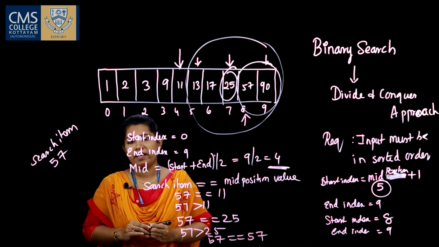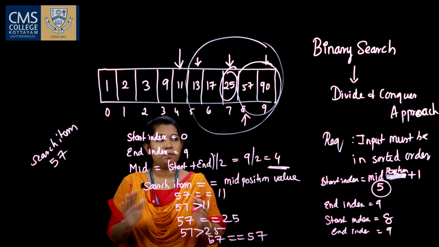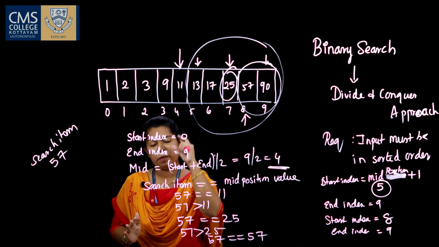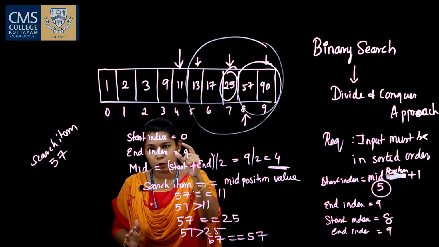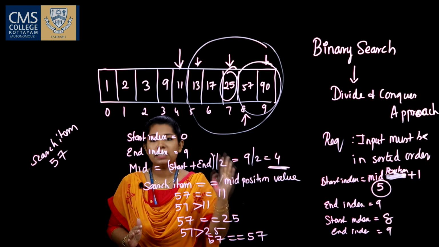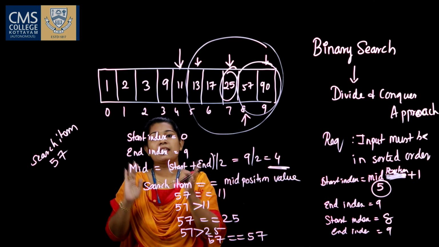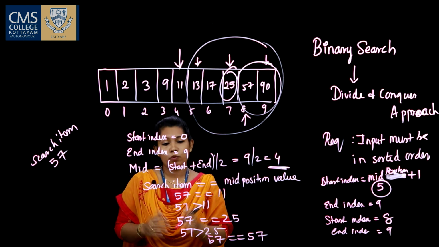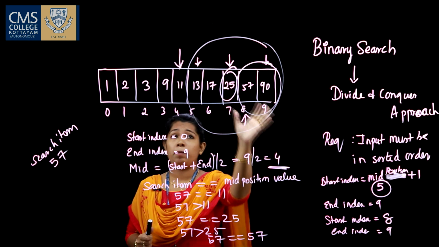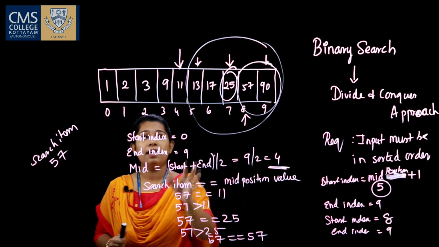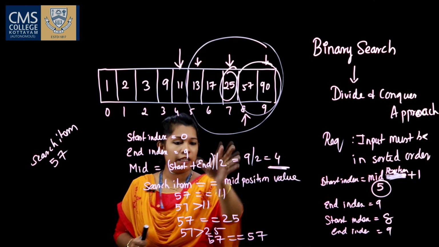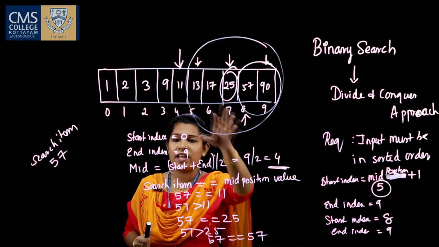So, hope you have understood binary search. You are dividing the list into two halves. Then you will locate the middle position value, you compare your search item with the middle position value. If you found a match, then you can display that particular item is found in that particular position. Otherwise, you have to update the start index and the end index accordingly. If you find that your search item is greater than the mid position value, then definitely your search item will be available in the second half. If it is less than the mid position value, then you have to search only in the first half. In our entire example, our search item is always in the second half.